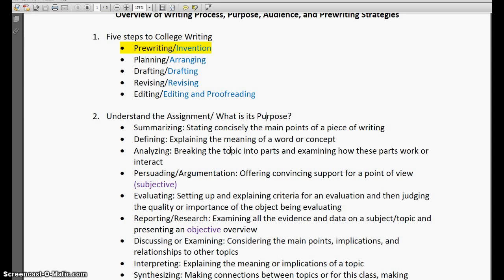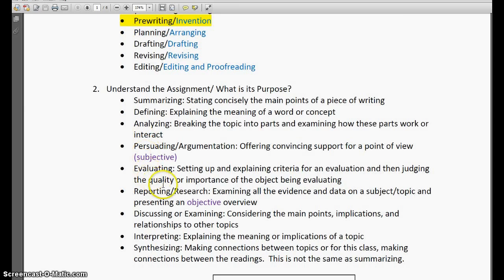I know that when I was getting my degrees in college, and you may have had teachers give you essay assignments or writing prompts, and you're like, ooh, what does the teacher want me to do here? Well, maybe the teacher wants you to write a summarizing essay, defining, analyzing, persuading. Maybe they want you to just write a research paper.